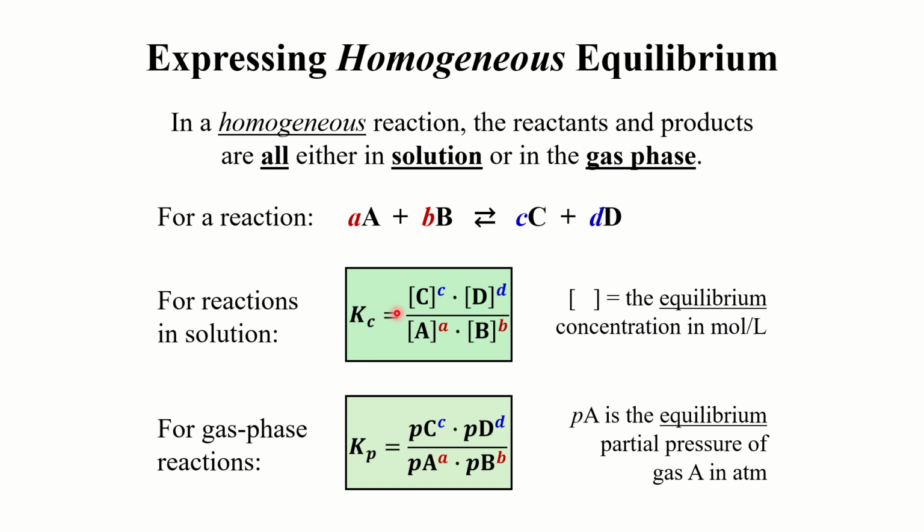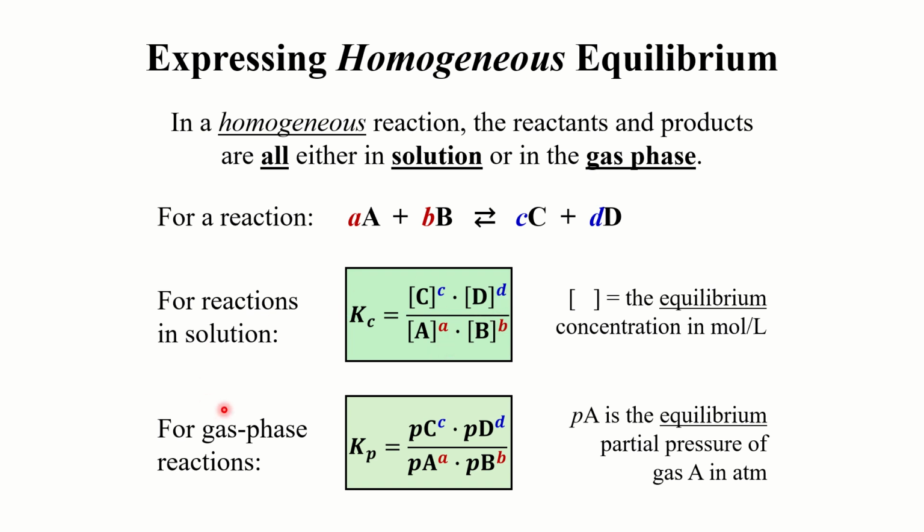So Kc equals the concentration of C raised to the power of the lowercase c here. So the stoichiometric coefficients become exponents in the equilibrium constant, times the concentration of D raised to the lowercase d power, the coefficient, divided by the concentration of A raised to the A power, the coefficient, times the concentration of B raised to the B power.